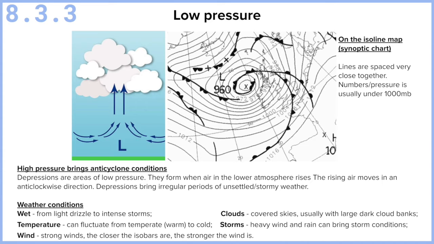It may be overcast, it may be dark storm clouds, massive cloud banks. And then we get heavy storms, particularly in the winter. Low pressure can bring really heavy winds and rains for storm conditions.